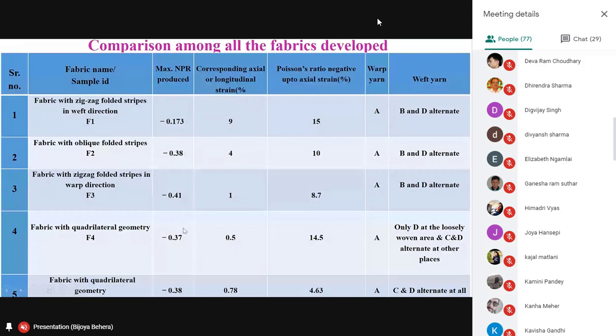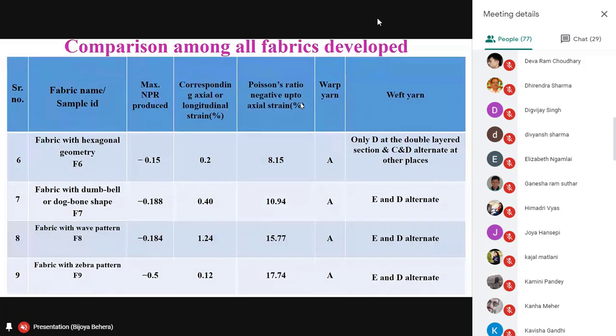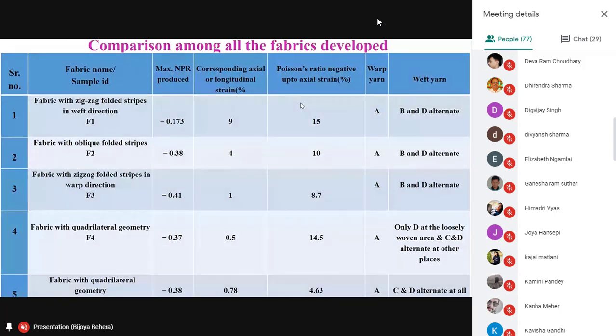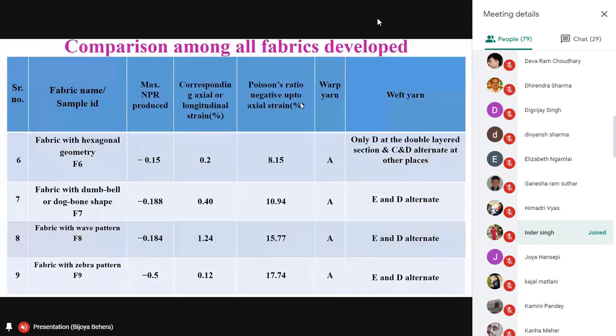So these are the negative Poisson's ratio values in the third column. I am going to the second diagram where you can see the other four. Look at the NPR values of these 9 designs: minus 0.173, minus 0.38, and so on. The last one, the fabric with zebra pattern, that is the random pattern, is giving the highest NPR value, minus 0.5. So this is the result with these 9.